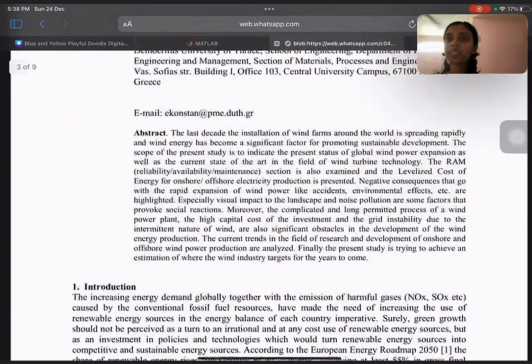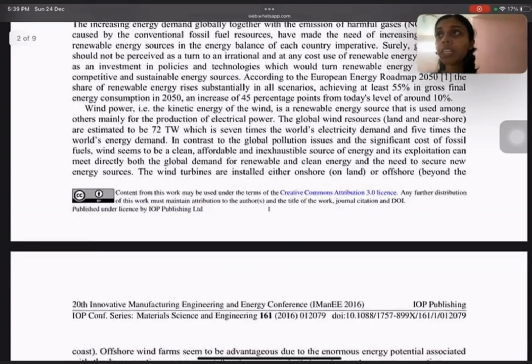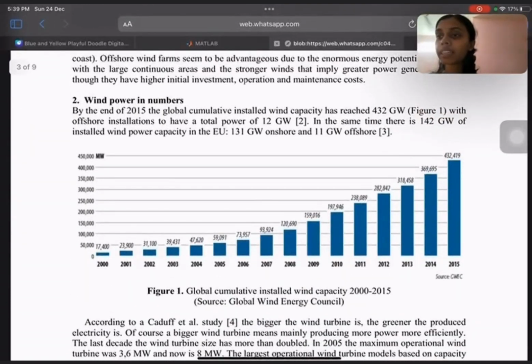So, this is the article. The article's title is Wind Turbine Current Status, Obstacles, Trends and Technology, and this is the data that I showed in the slide just now. This is the global cumulative installed wind capacity from the year 2000 to 2015. This is the data that we are going to use throughout this project, and it is obtained from the Global Wind Energy Council.